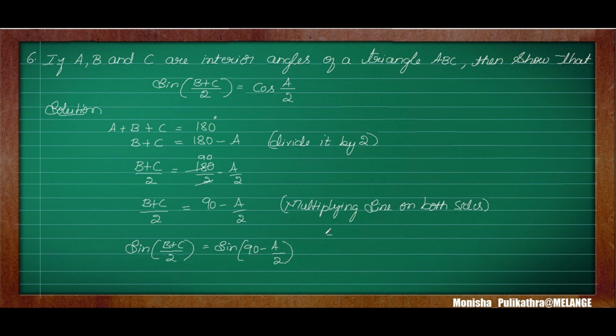So we know that sin(90 minus theta) is equal to cos theta. Whenever this sine comes with a 90 minus, then it will turn into cos theta. So here sin((B plus C) by 2) is equal to, here sin(90 minus) comes, so we can change it as cos(A by 2). So whatever they have asked us to show, sin((B plus C) by 2) is equal to cos(A by 2), is here, so we can write it as hence proved. So I hope you understood this.